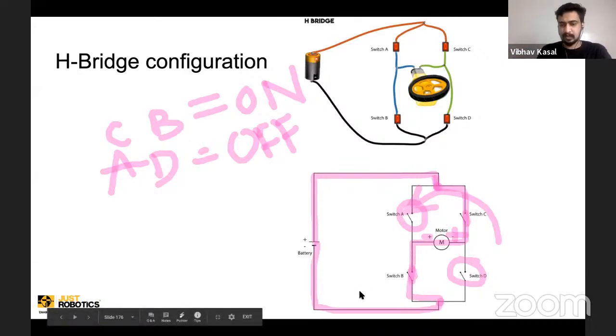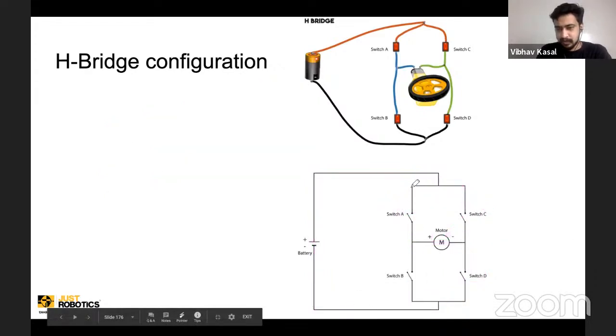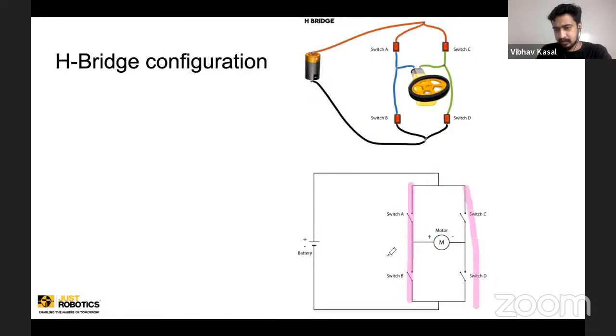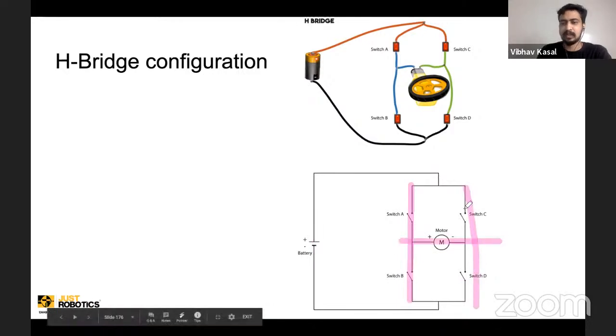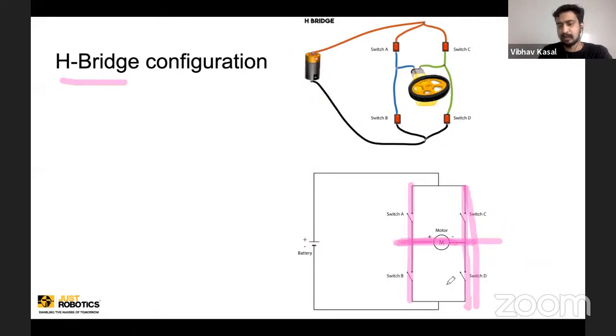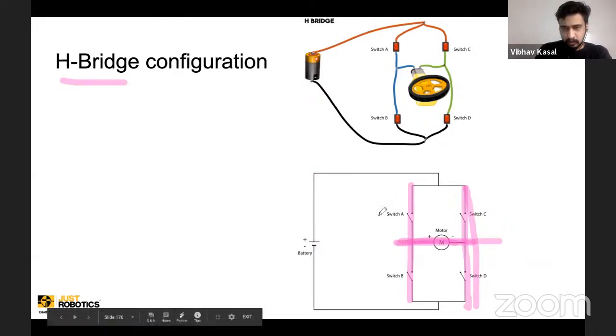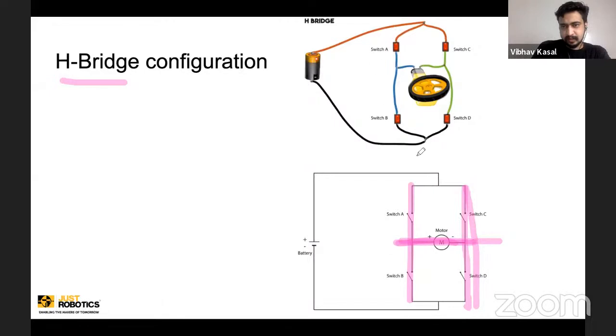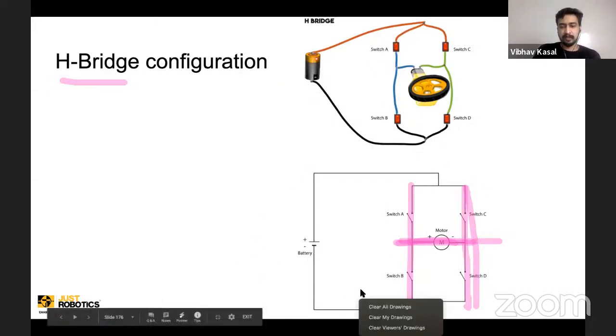See, this is called an H bridge. It is called an H bridge because you can see there is an H shape. H. So hence the name H bridge. And this is the bridge where you have connected the motor. So this is the circuit connection for an H bridge.